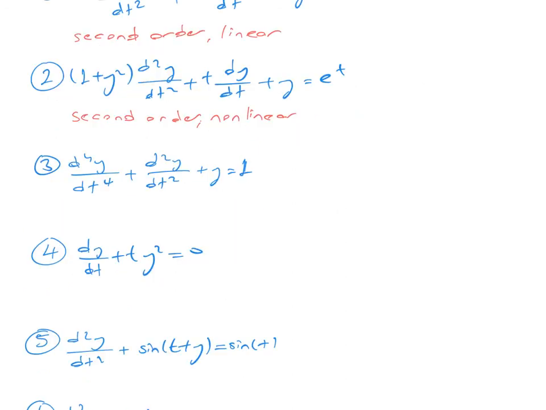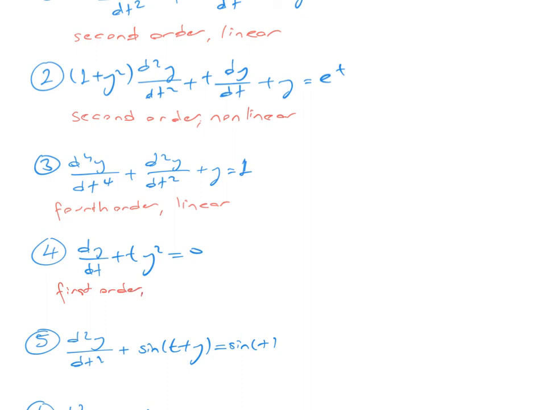And this is a fourth order differential equation. Fourth order. And since the coefficients in front of the dependent variable y and its derivatives are not a function of dependent variable y, this is a linear differential equation. And this is a first order differential equation.